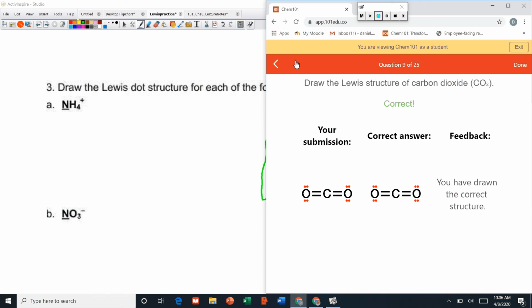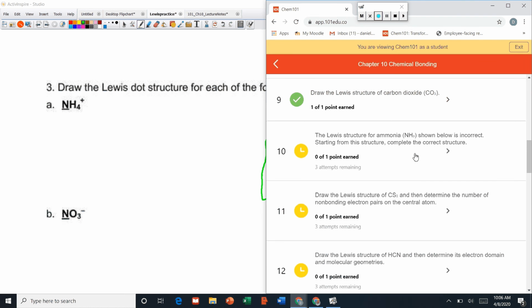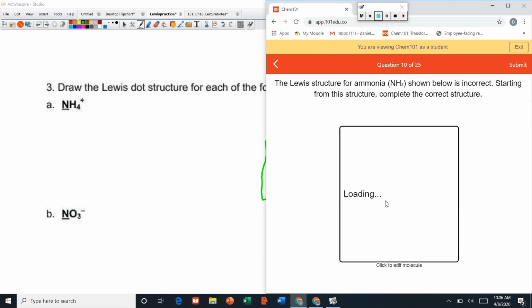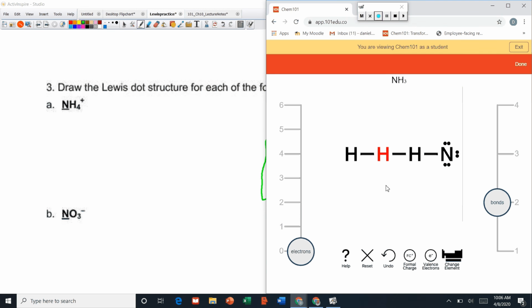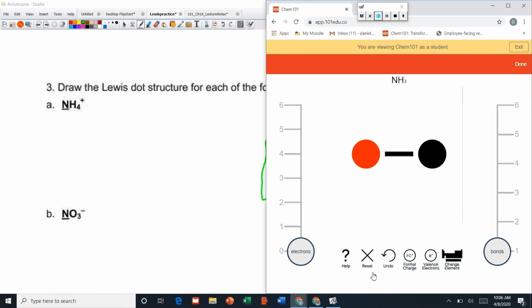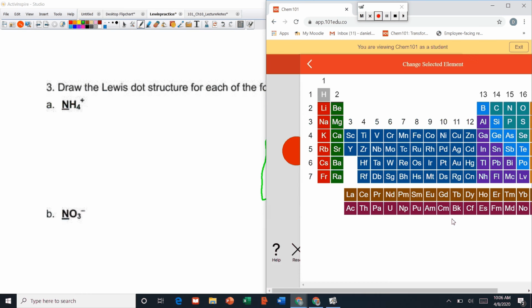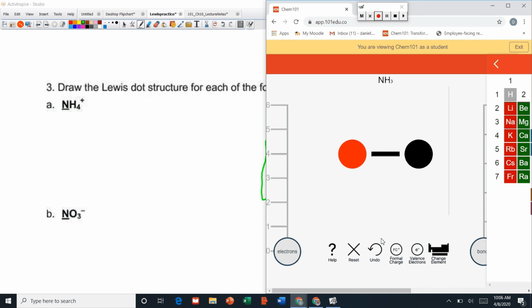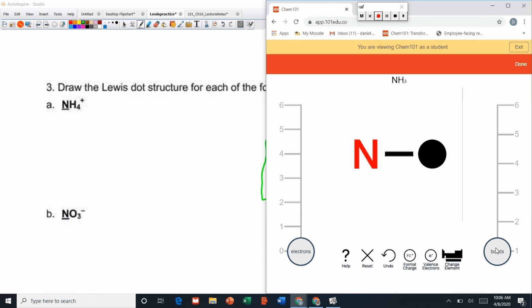Now, go back to Chem 101 again. And I want to look at one more problem. I'm not going to do this one, but I'm going to show you how to get started on it. Problem number 10 says the Lewis structure for ammonia, NH3, shown below is incorrect. Starting with this structure, complete the correct structure. The way I would approach this problem is when I click on the module, I'm going to reset the whole thing and start from scratch. I'm going to pick one that's going to be my central element, and I'm going to call that central element nitrogen. And I know that nitrogen is going to be bonded to 3 different things.